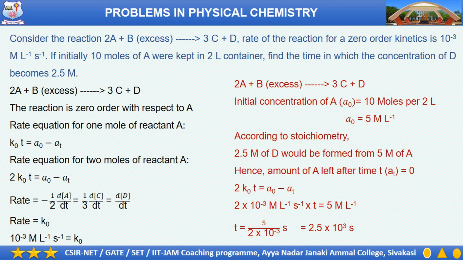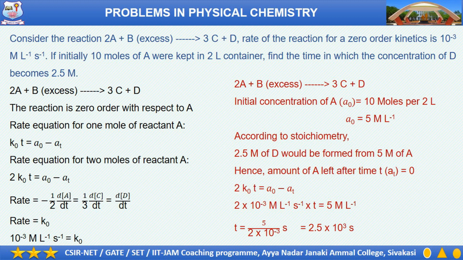Only the rate is given. How can I use this here? What is the rate of the reaction? That is equal to K. Therefore, K is equal to 10 power minus 3. Keep it in mind: for a zero order reaction, if the rate is given, that is nothing but K naught. And you may be asked to calculate the rate of disappearance of A, the rate of appearance of C, the rate of appearance of D, etc.